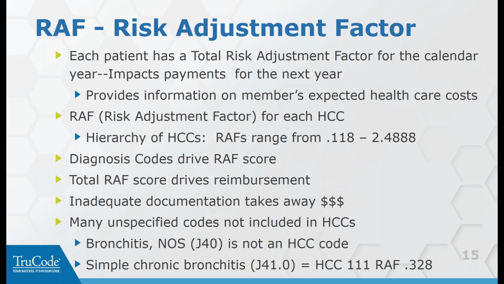If you have inadequate documentation, it's going to take away dollars, just like it does in the MS-DRG world, because many unspecified codes do not map to HCCs. This example here on the slide is bronchitis not otherwise specified, not an HCC code. If the doctor doesn't give you some kind of specificity like chronic, simple chronic, or acute, or whatever, you're not going to get credit for that bronchitis, because only the specific codes are going to map to an HCC. And you can see in this case that if the doctor specified simple chronic bronchitis, the HCC weight is 0.328.